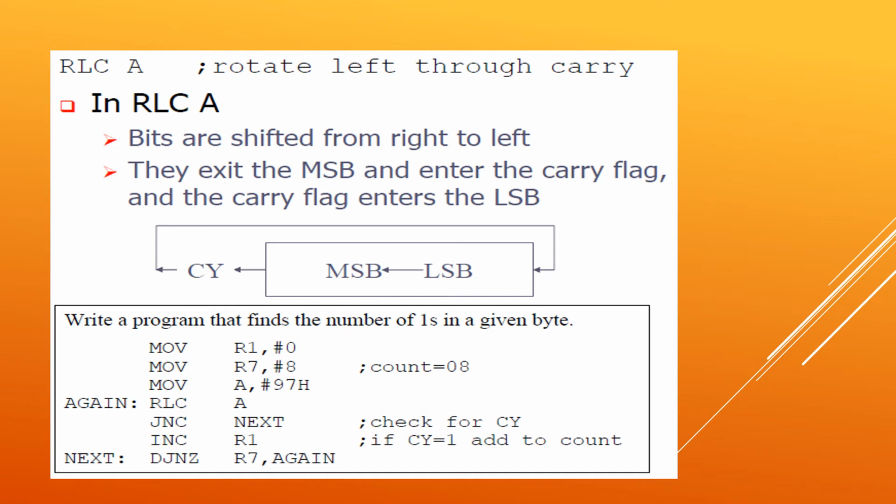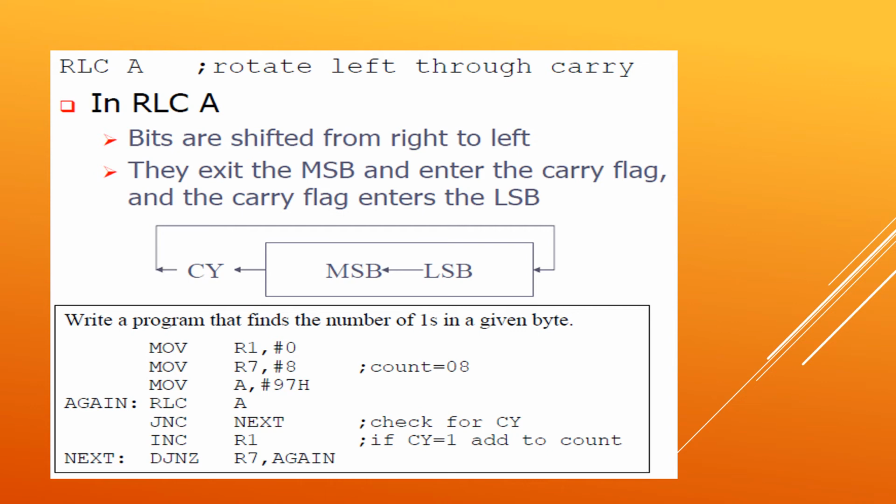Now see here, just a simple operation, a small program I have written to find the number of ones if you want to count. See what we are doing. MOV R1, #0. So the R1 register is now loaded with 0. MOV R7, #8. So our count is 8. It is an 8-bit number we are testing. MOV A, #97H. So that is 1001 0111. So this is our number.